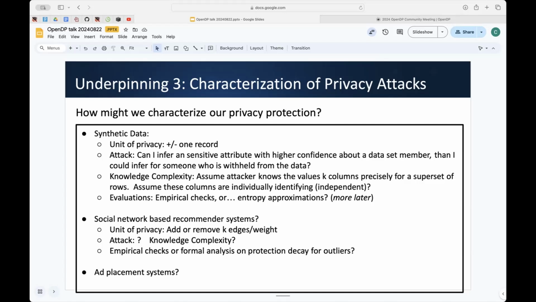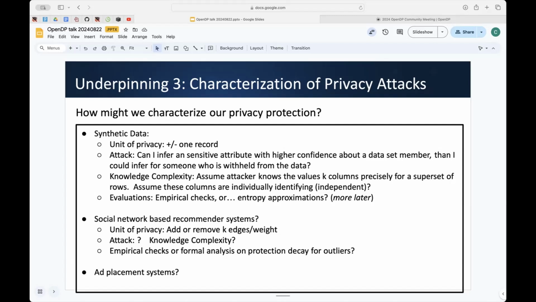Knowledge complexity. Intuitively, what is the knowledge complexity I'm assuming here? I'm assuming that the attacker knows the values of K columns precisely for a superset of the rows. So they have some outside data source, with some people who are in the data and some who are not. They're trying to learn about the people who are in the data. There are variations of that, right? Here we're getting to privacy metrics. I can do this by empirical checks, maybe by entropy approximations. We'll keep moving. All right.